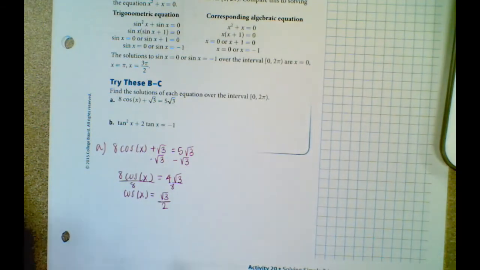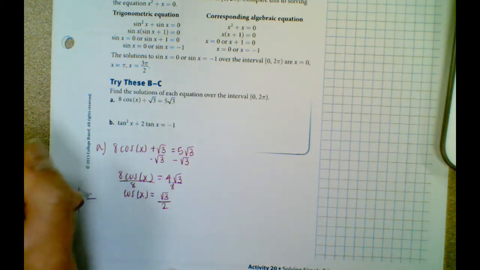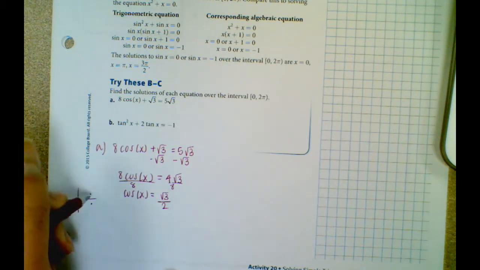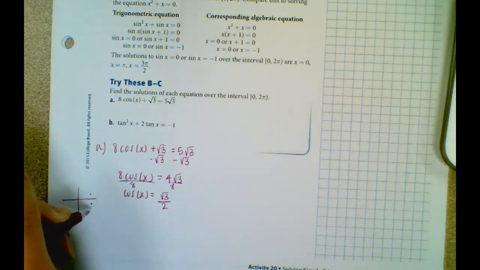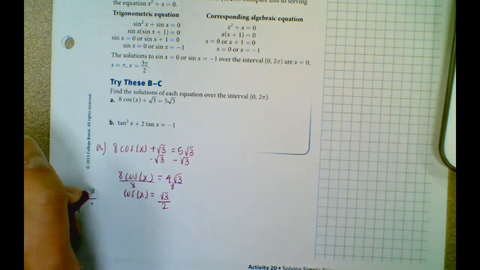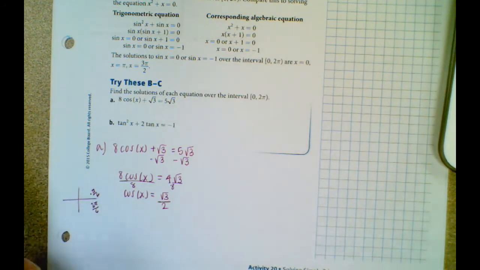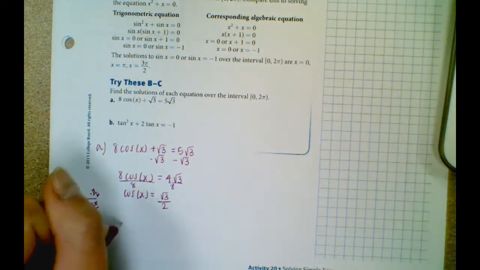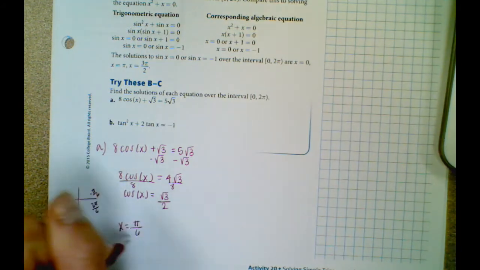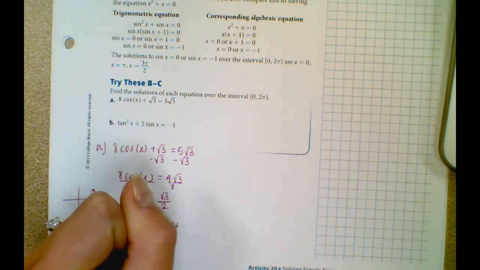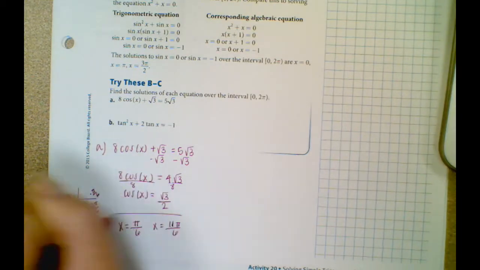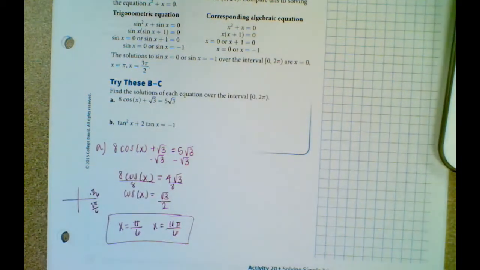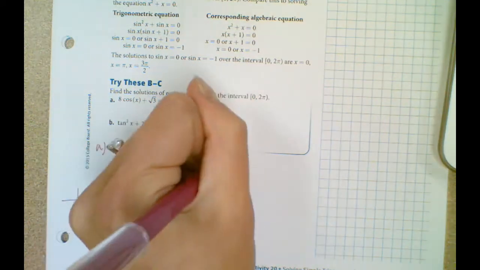So I like to ask myself, okay, I know that the square root of 3 over 2 for cosine is right here and right here on the unit circle. So this is at pi over 6 and at 11 pi over 6, right? So x equals pi over 6 and x equals 11 pi over 6. And I can say 11 pi over 6 because I'm on the interval from 0 to 2 pi. So just be careful of that. All right, next, example B.